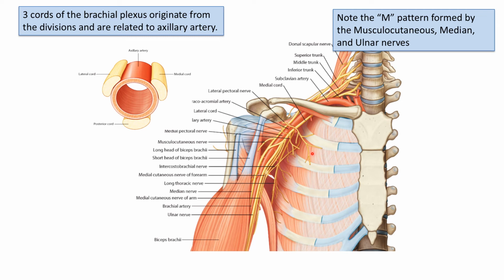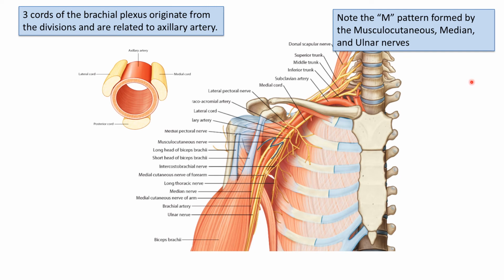Now, let's go to the branches of the cords of the brachial plexus. I forgot to mention that the cords are important for one more reason. Not only are they located in the axilla, but most of the terminal branches of the brachial plexus come out of the cords. To find the terminal branches of the cords, we usually use an M pattern. Actually, we try to find the M in the brachial plexus.